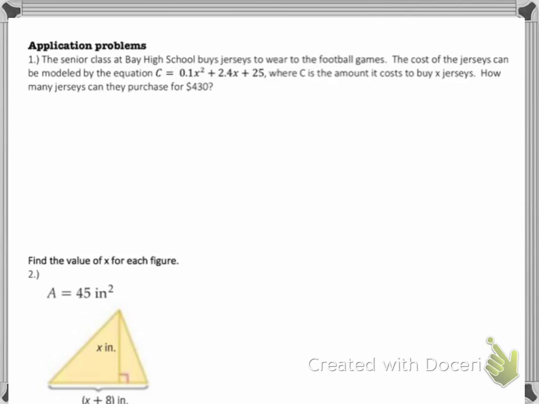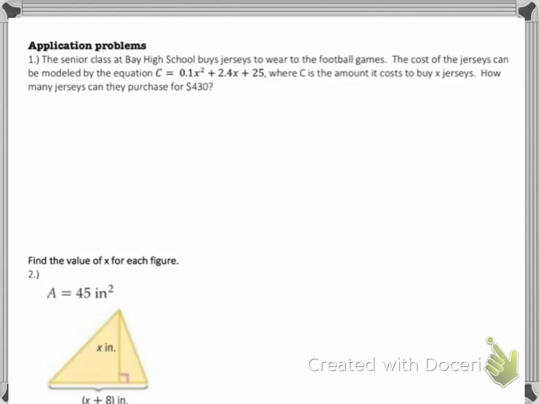So it says in our first example, the senior class at Bay High School buys jerseys to wear to football games. The cost of the jerseys can be modeled by the following equation. C is equal to 0.1x squared plus 2.4x plus 25. C represents how much it costs altogether, and x is the amount of jerseys that they buy.